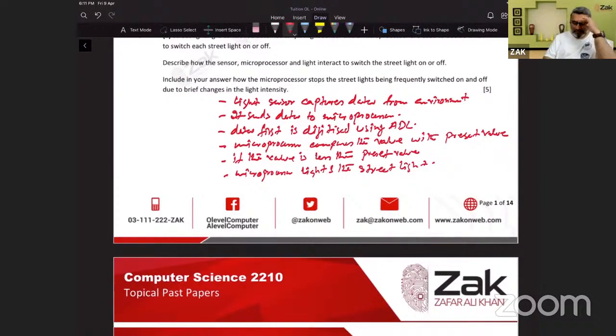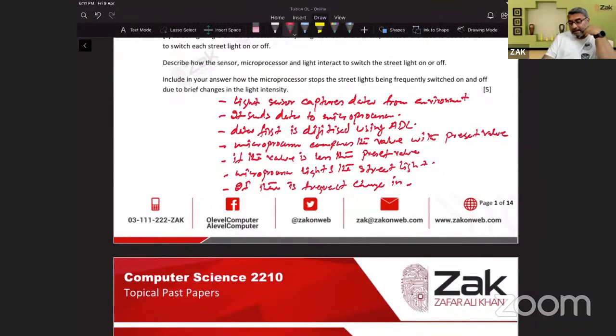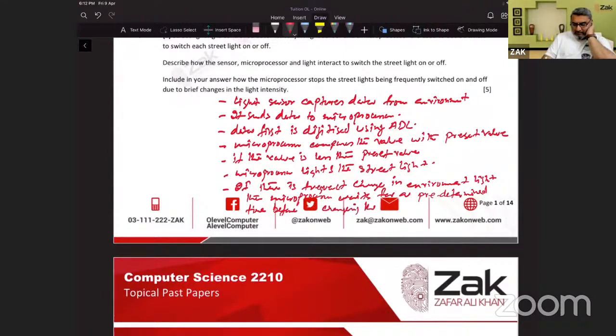Now you have to tell that if there is frequent change in environment light, then microprocessor waits for a predetermined time before changing the status of street light. इसका क्या मतलब हुआ?